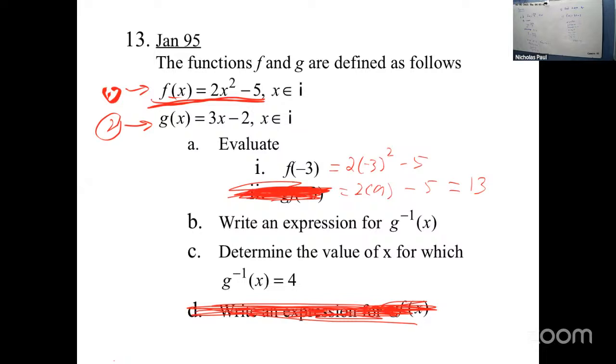Oh yeah, you're done. You found g inverse, and then work out g inverse of 4. Message your answer for part C only, right?